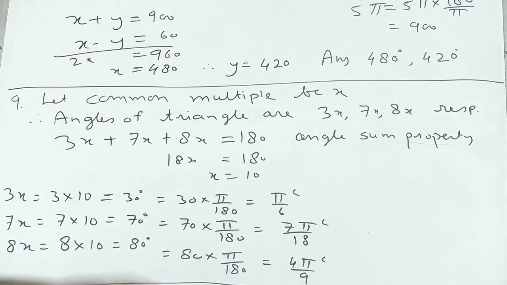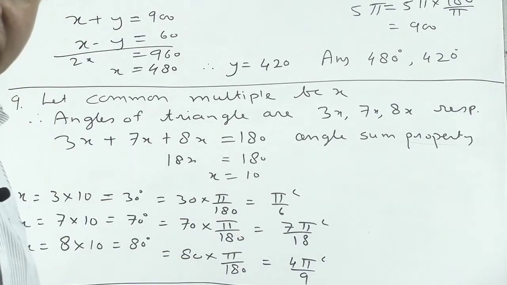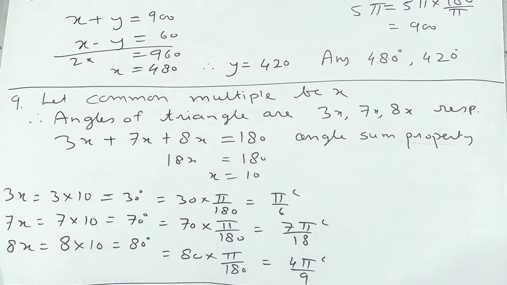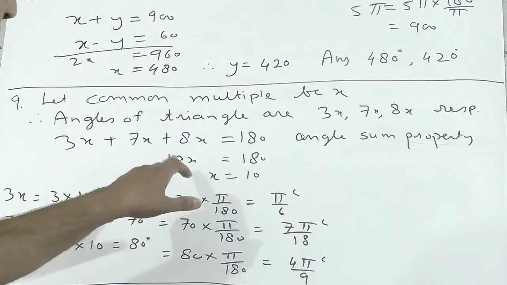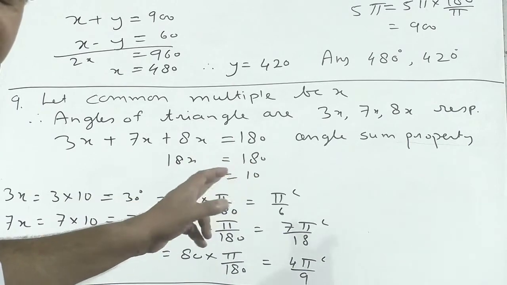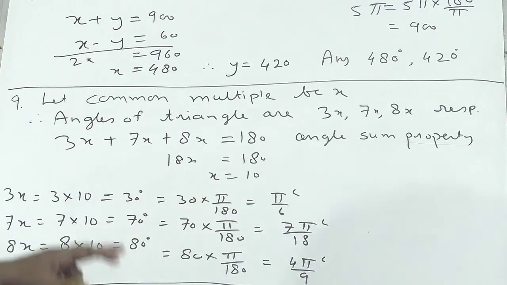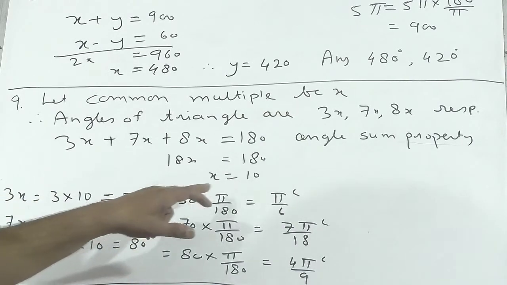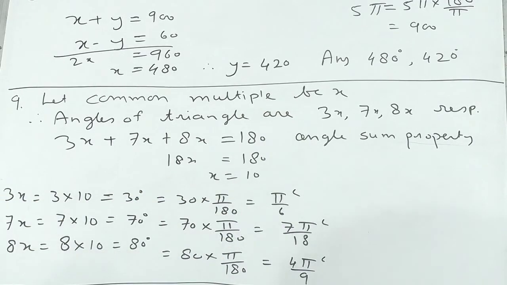Getting it? As per the angle sum property, they are angles of a triangle, so 3x plus 7x plus 8x is 180. 18x is 180, x equals 10. If x is 10, 3x equals 3 into 10, 30 degrees. 30 into pi by 180, cutting, pi by 6 radian.